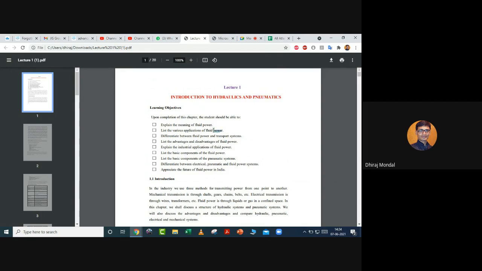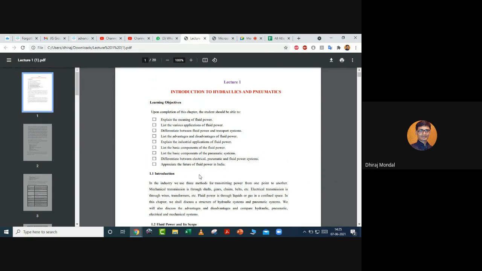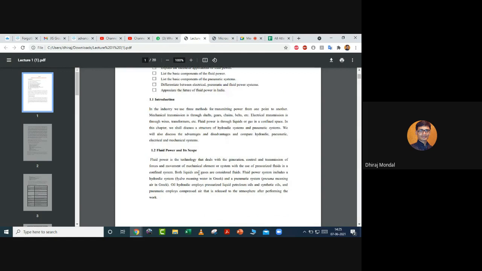list the various applications of fluid power, differentiate between fluid power and transport system, list the advantages and disadvantages of fluid power, explain the industrial application of fluid power, list the basic components of the fluid power, list the basic components of pneumatic system, differentiate between pneumatic and fluid power system, and appreciate the future of fluid power in India.